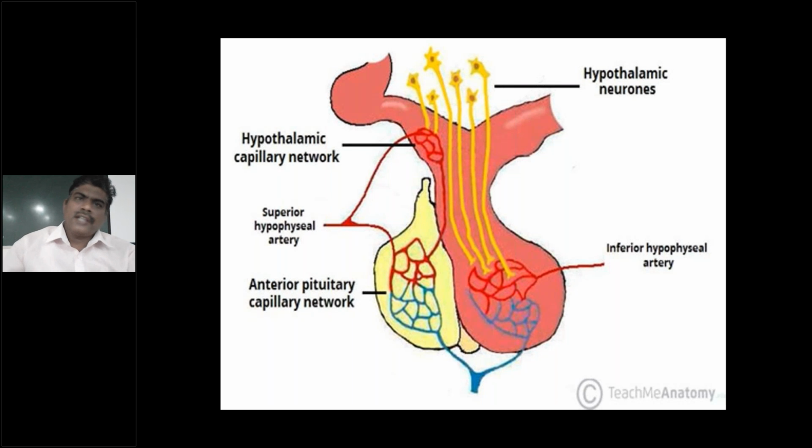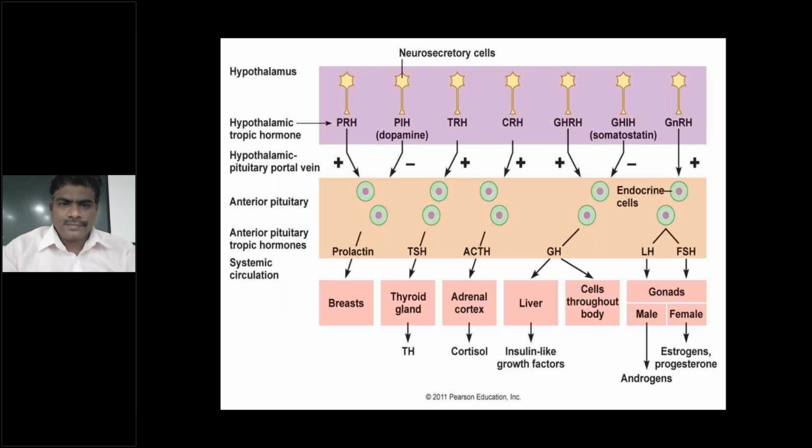Now, these anterior pituitary glands are stimulated by the hypothalamic tropic hormones, which are secreted from the hypothalamus. Take for example prolactin releasing hormone and prolactin inhibitory hormone. Prolactin releasing hormone stimulates the anterior pituitary gland to release prolactin, and prolactin inhibitory hormone inhibits the release of prolactin.